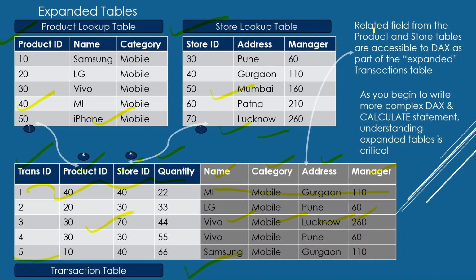So related fields from the product and the store table are accessible to DAX as part of the expanded transaction table. So suppose if you want to filter any record in this table, the filter also gets applied in the product lookup and store lookup tables as well. And this understanding of the expanded table becomes very critical whenever we are going to write complex DAX and CALCULATE statements in Power BI. At that point of time, this understanding of the expanded table becomes very critical.